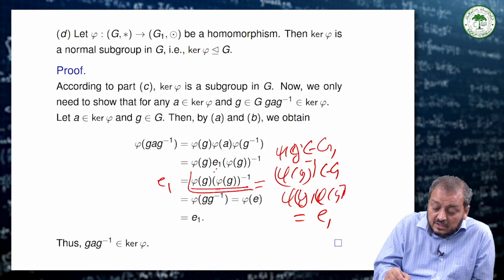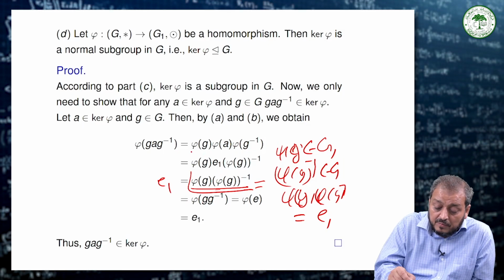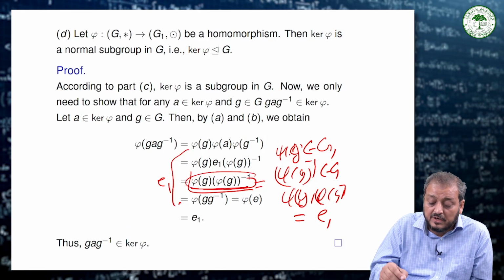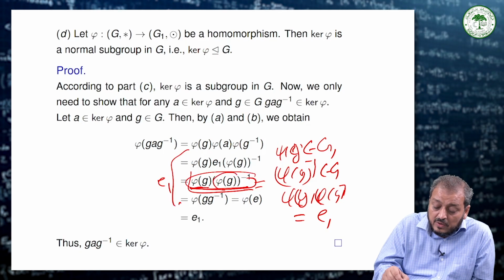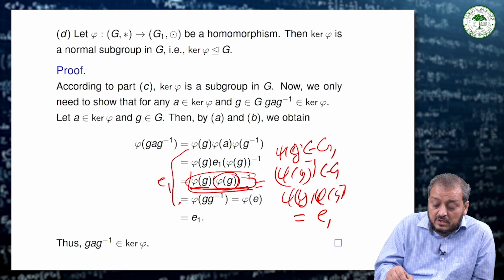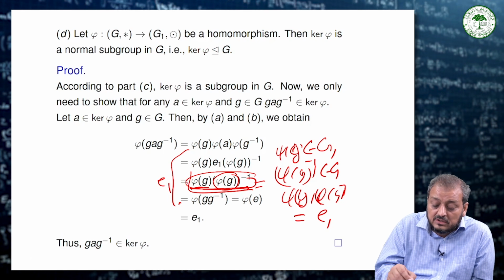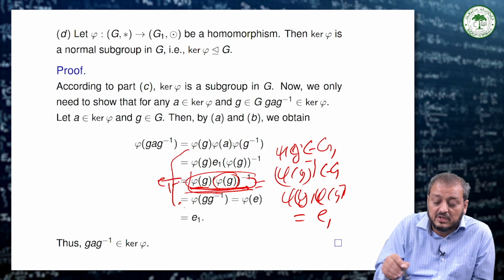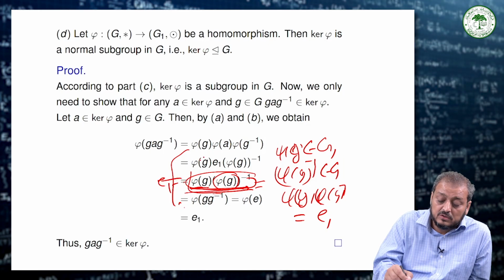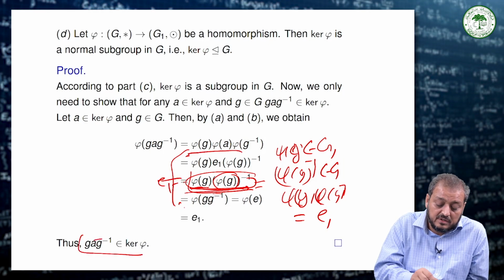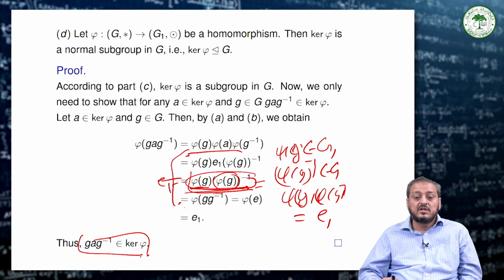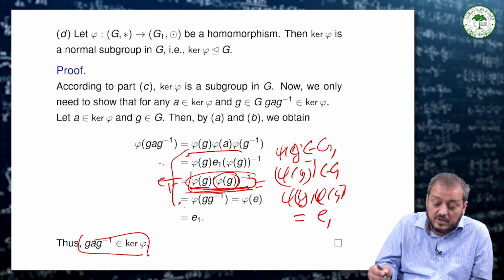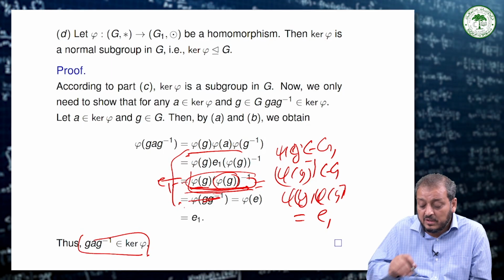Directly from here, because phi of g is an element of G1 and phi of g inverse is also an element of G1, g and g inverse of that element give the identity of G1. So directly from here we can say that g inverse is in the kernel of phi. Otherwise we have to prove the previous one.